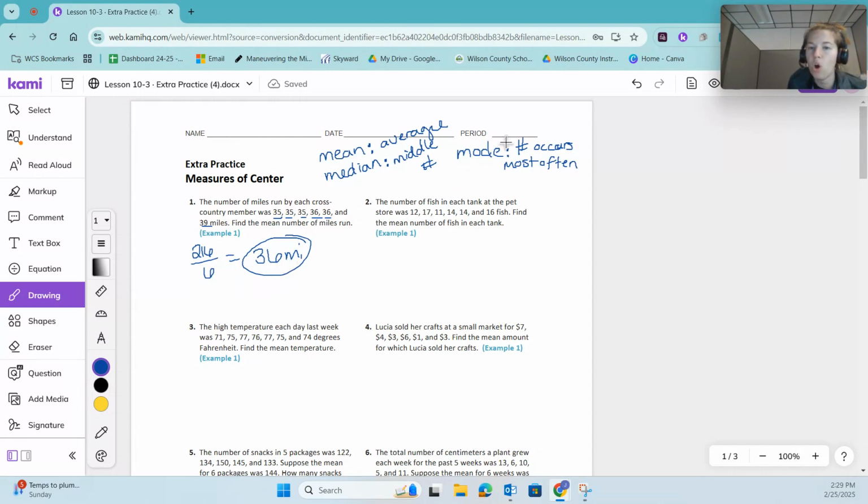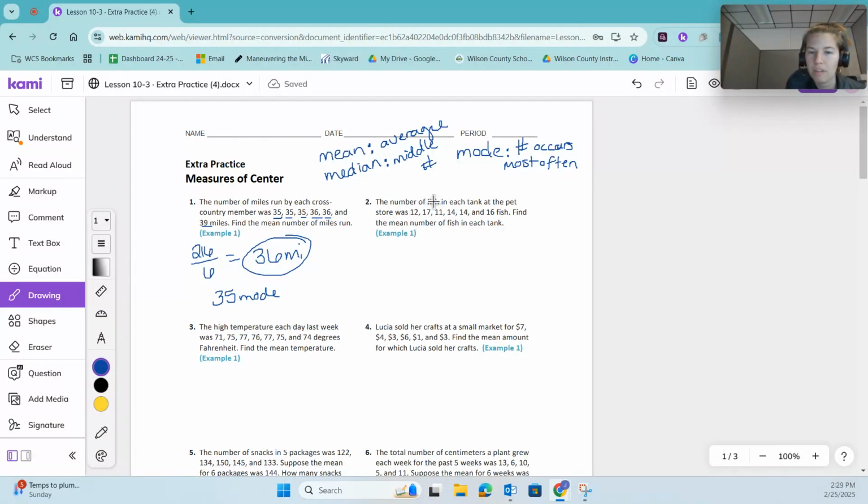Now, the mode, or the number of miles most often run, was 35, because 35 happened 3 times, 36 only happened twice, and 39 only happened once. So the number that happened most often, 35, is the mode.